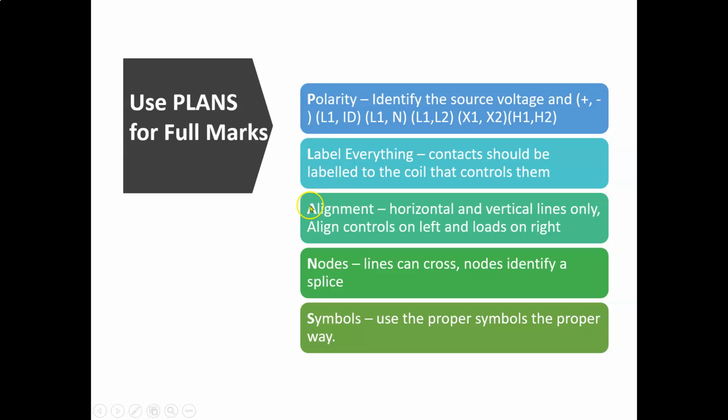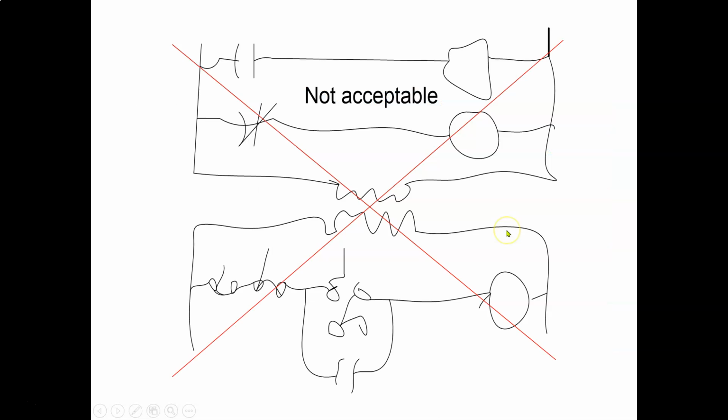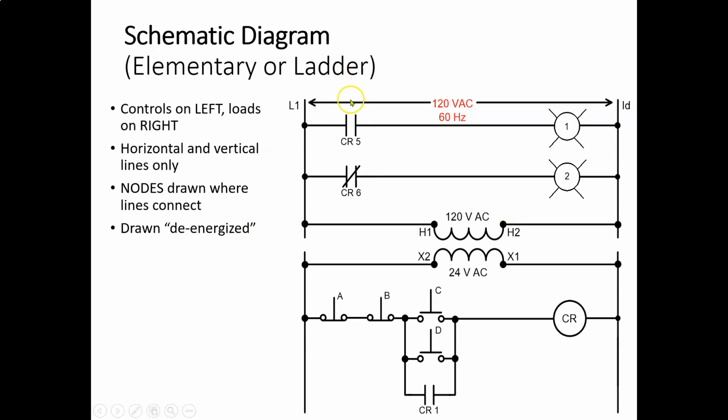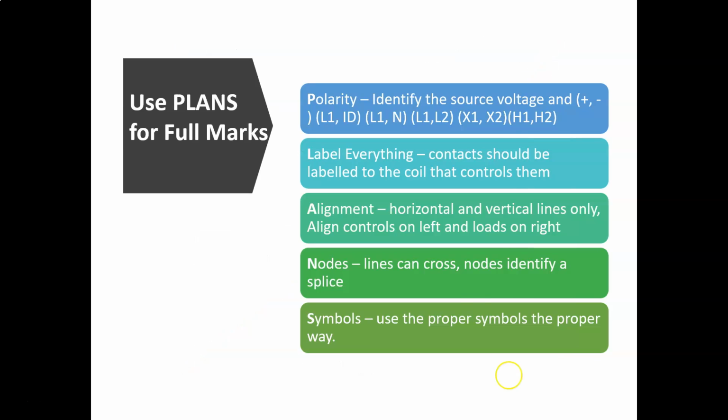A for alignment. Horizontal and vertical lines only for schematic diagrams, no diagonal, no squiggly lines. You have to align your controls on the left and the loads on the right. So you can see here, everything's nice and aligned. You can draw a line straight down here and get these two contacts. The spacing here is all the same for your control devices, and everything's nicely stacked. All your loads are in a perfect line here. So that goes back to your first year using your template. All right, that's alignment.